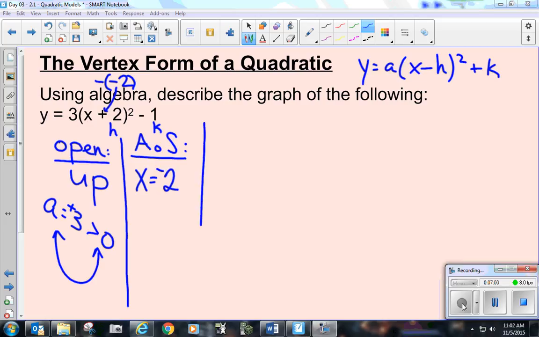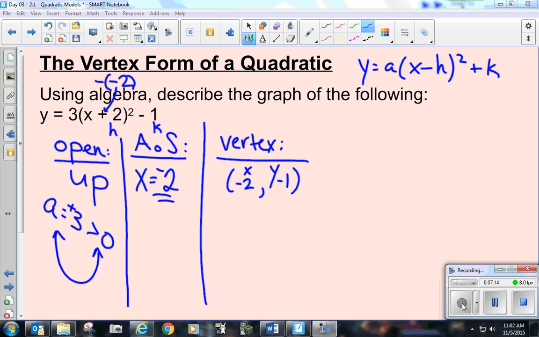So if x is negative 2, what's my vertex? I need an x and a y, right? Well, negative 2 from here. And what's my y value? Negative 1. The k we do not switch. That might trip up a few people.